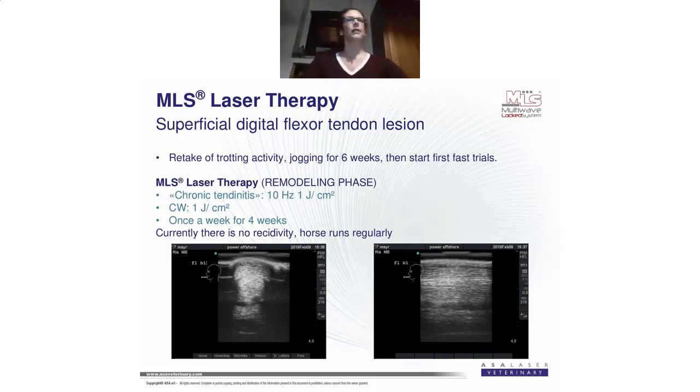So in this case, I continue with the protocols for the remodeling phase. So chronic tendonitis, I want to give strength to the structure, and while there is an increase in load of work, I can use continuous wave, but not more than once a week. And yes, I use laser therapy once a week for 4 weeks. Currently there is no recidivity and the horse runs regularly, also at high speed.